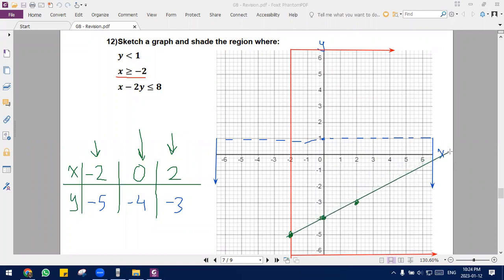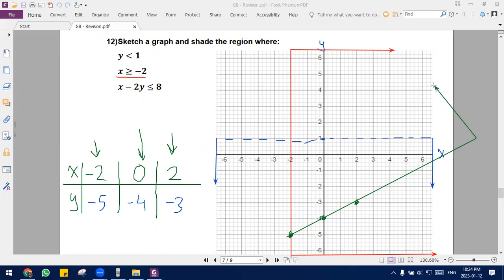So we should cross all of them. Use the ruler. It will go something like this. Now we need to check the region. Is it going down? Wait, let me use the arrow to show you. Now this line that I draw, is it going down or is it pointing up?